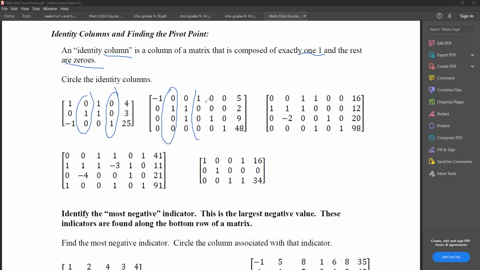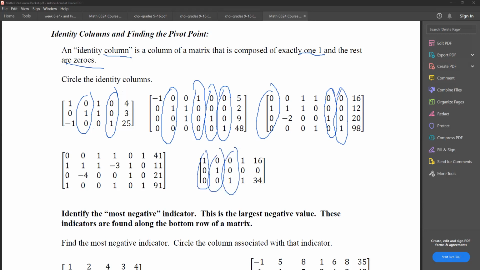1, 1, 1. That has significance, by the way. All right, this is an identity column. Anything that's an identity column we're interested in. All right, let's look at this one. Do I see any identity columns? No identity columns. And so here's one, here's one, here's one, and that's it. So that's how we tell an identity column. It's going to give us an answer.